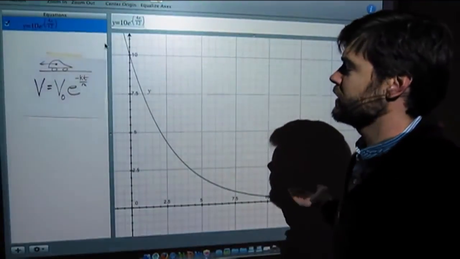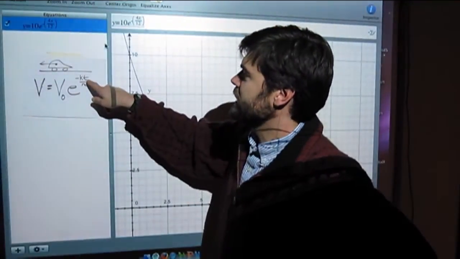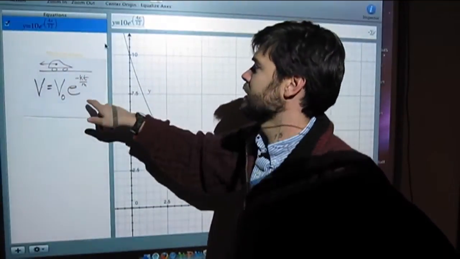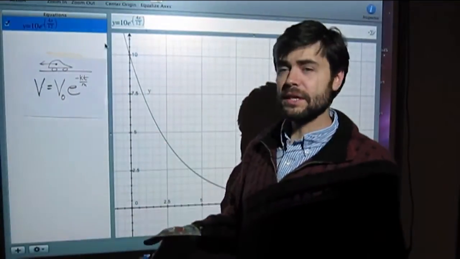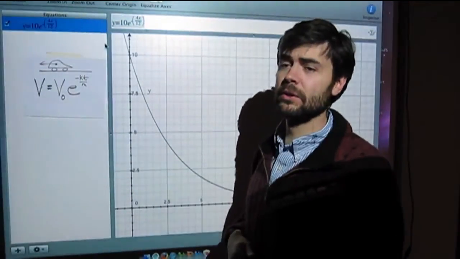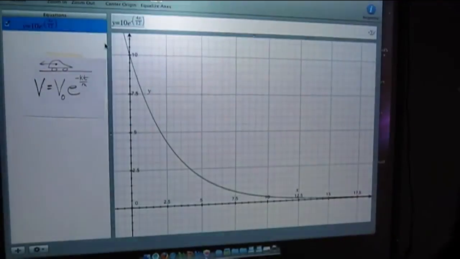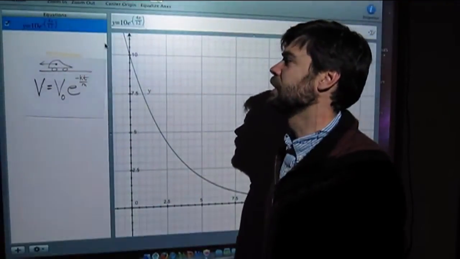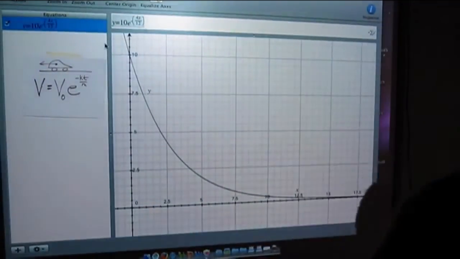Let's go to the other extreme. What happens at t equals infinity? Well, if t equals infinity, then all of this becomes infinity. So that becomes e to the minus infinity. So as the time gets closer and closer to infinity, this is going to get closer and closer to 0. So in the theoretical world, this thing actually will never stop moving. It will get closer and closer to 0, but never actually get there. But remember, that's the theoretical world.